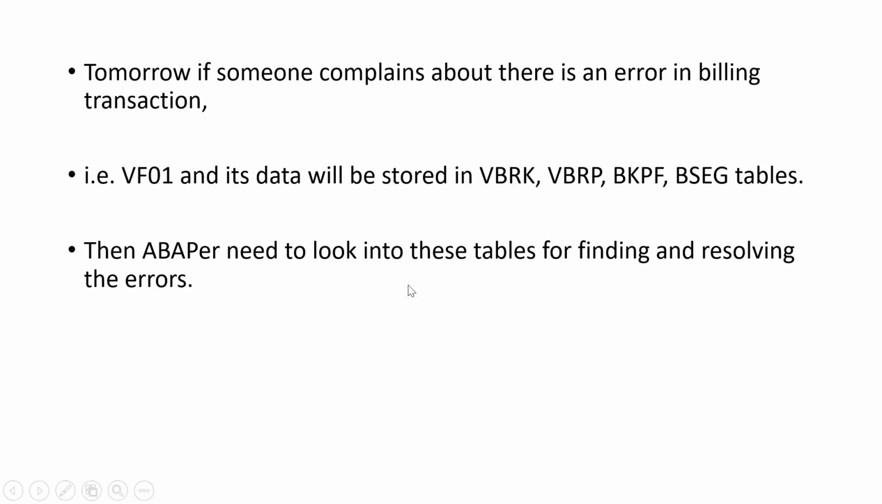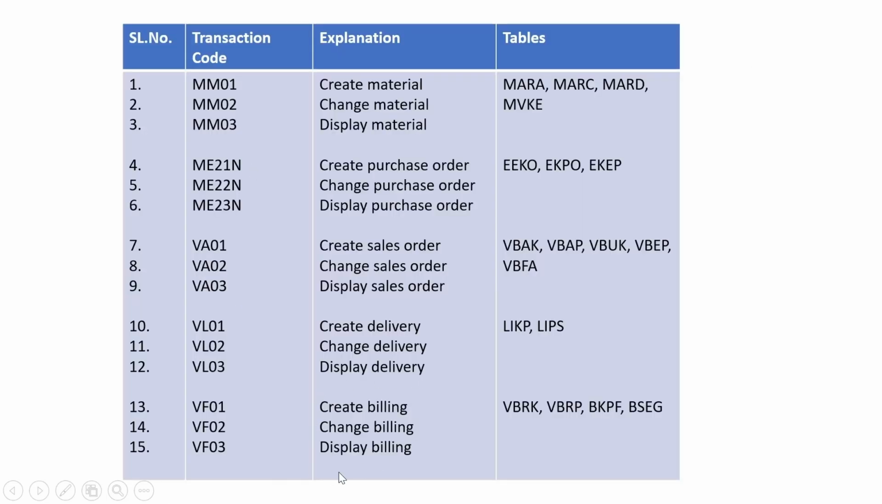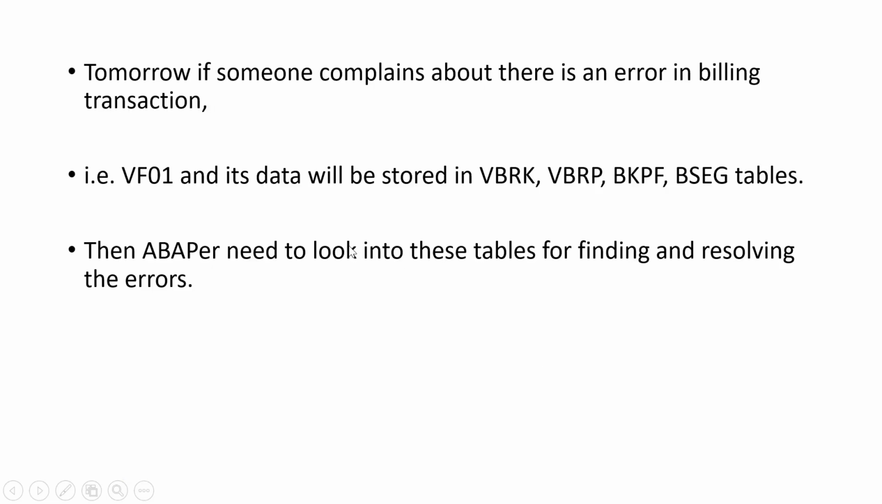This is what I wanted to share with you. Tomorrow, if someone complains about an error in a billing transaction, the billing transaction is done using VF01, VF02 or VF03. If anything is wrong there, I am going to check it in tables like VBRK, VBRP, BKPF, BSEG. As a programmer I need to understand the problem, find where exactly the problem is, and resolve it. Clear with this one?